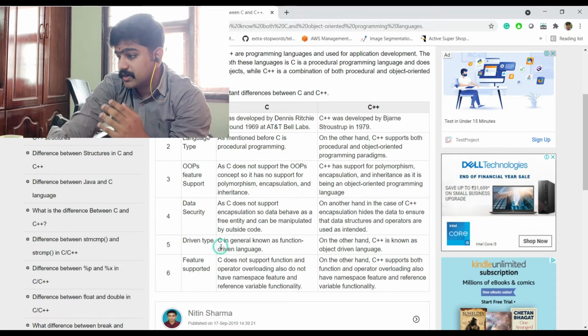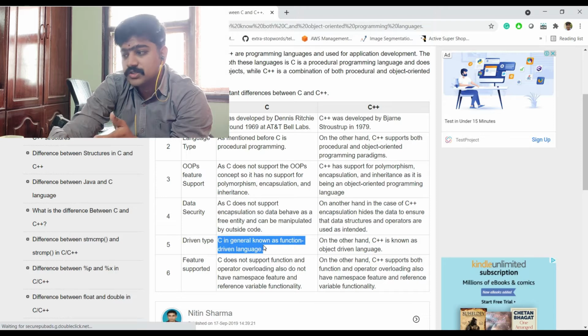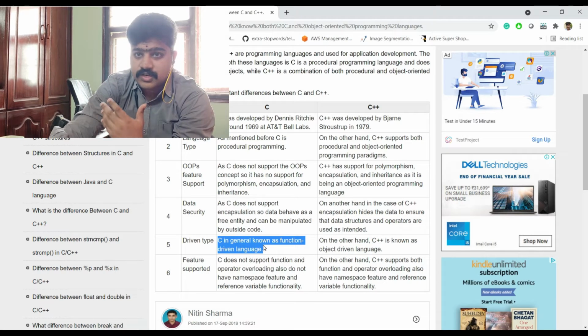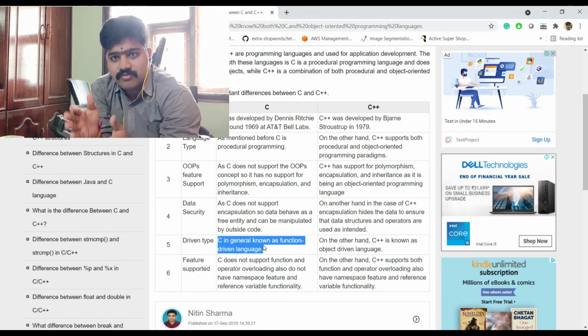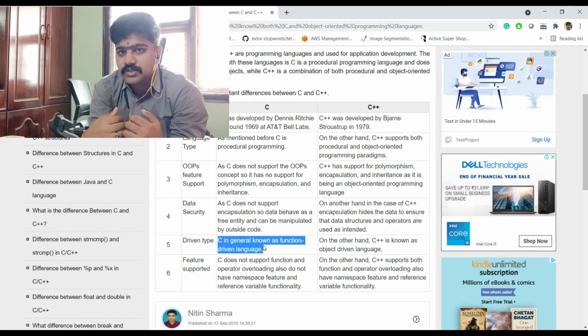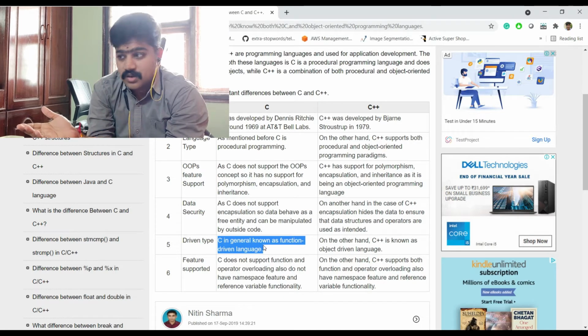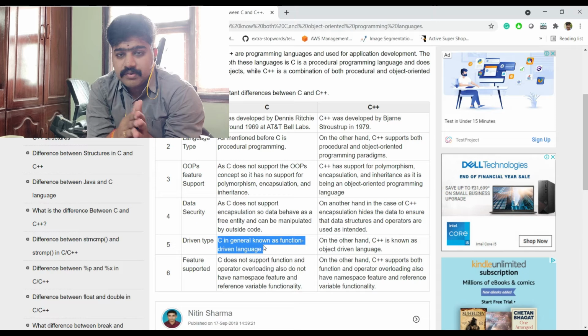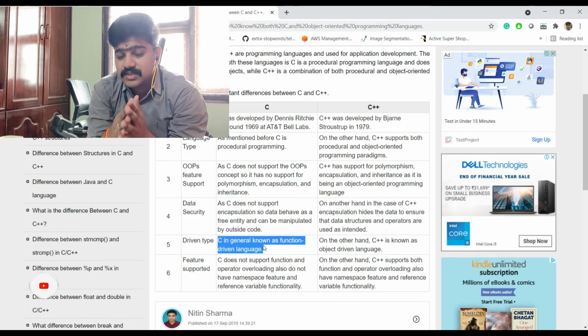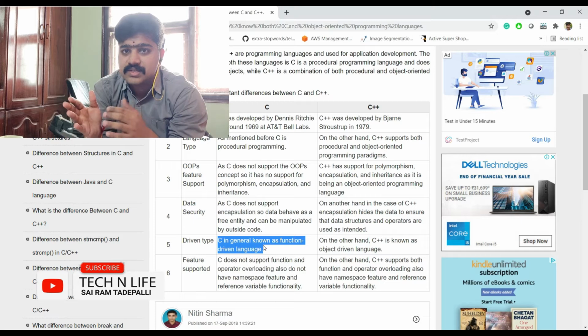And also the driven type. C is generally known as a function driven language. Function driven language means it's based on functions. So whenever we require, we call the functions. And C++, on the other hand, is known as an object driven language. Whenever we create functions in C programming, we need to use those functions within those blocks. So scope is the major concern in C programming, but C++ is based on objects.